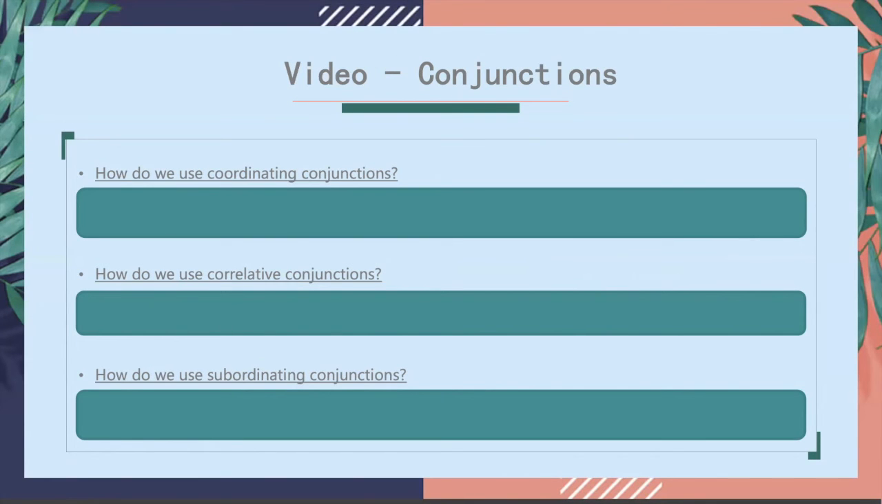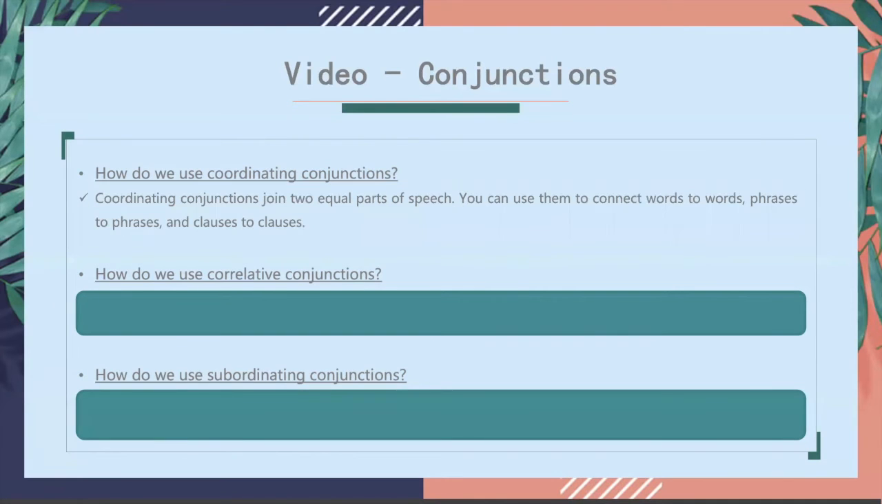After the second watching, I think most of you have already found out the answer to those questions. Now let's check the answers together. Number 1. How do we use coordinating conjunctions? Coordinating conjunctions join 2 equal parts of speech. You can use them to connect words to words, phrases to phrases, and clauses to clauses. For example, and.